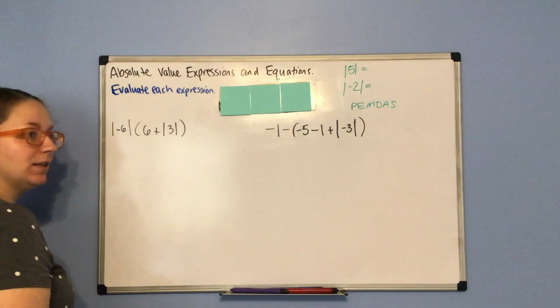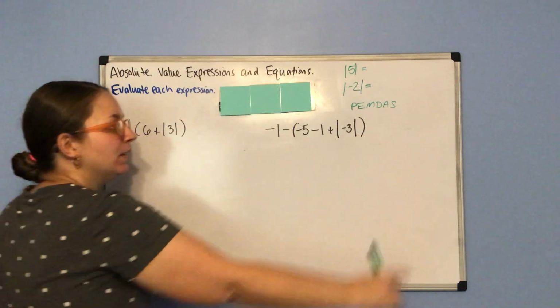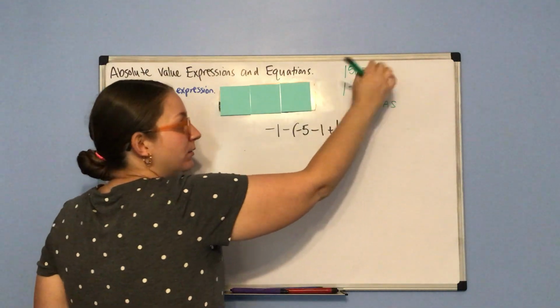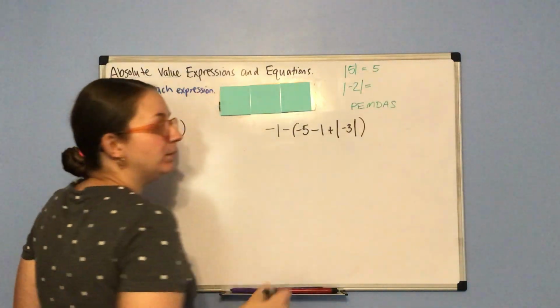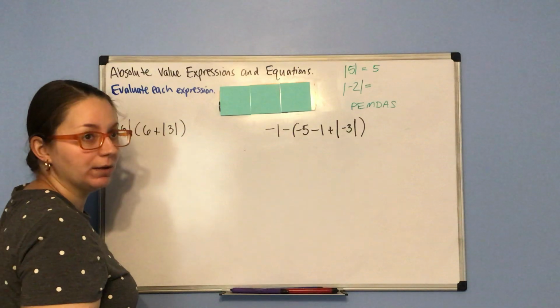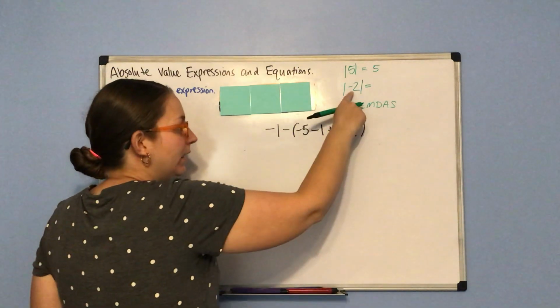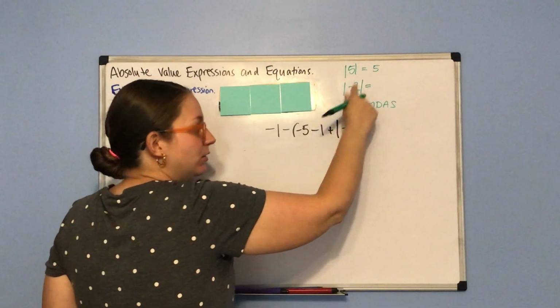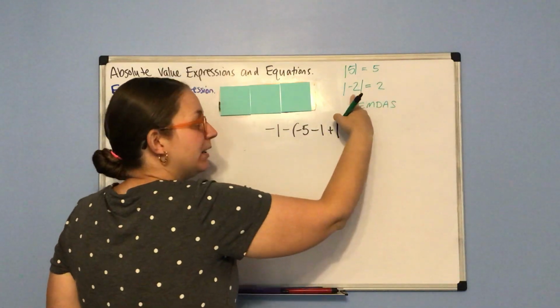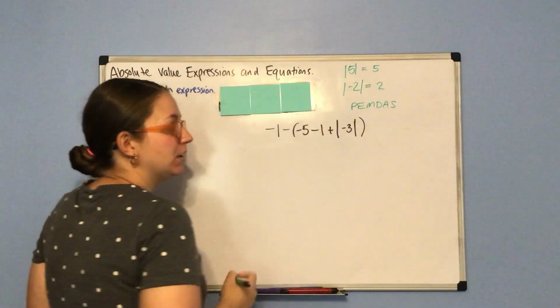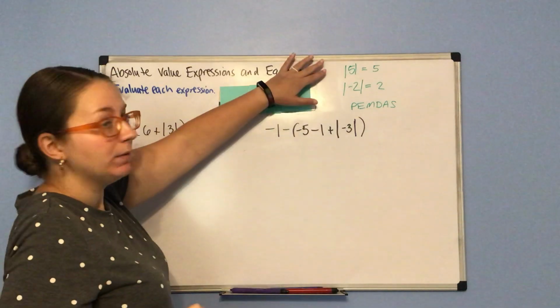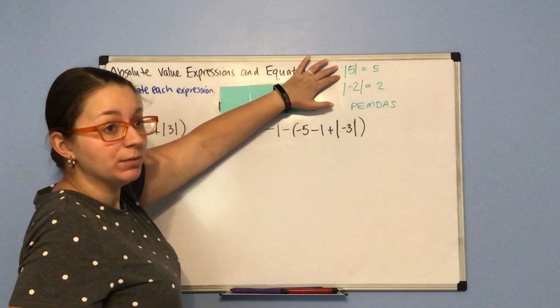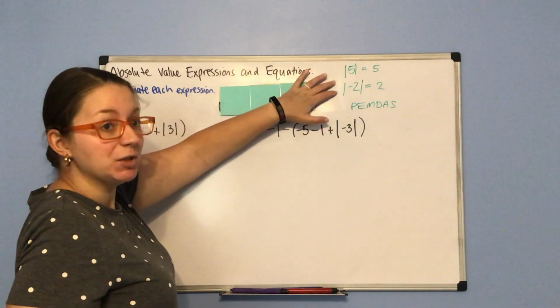So, quick examples just to refresh our memories. If I take the absolute value of 5, I get 5, because 5 is 5 away from 0 on the number line. If I do the absolute value of -2, I get 2, because -2 is 2 away from 0 on the number line. So when we take absolute value, positive numbers stay positive, negative numbers become positive.